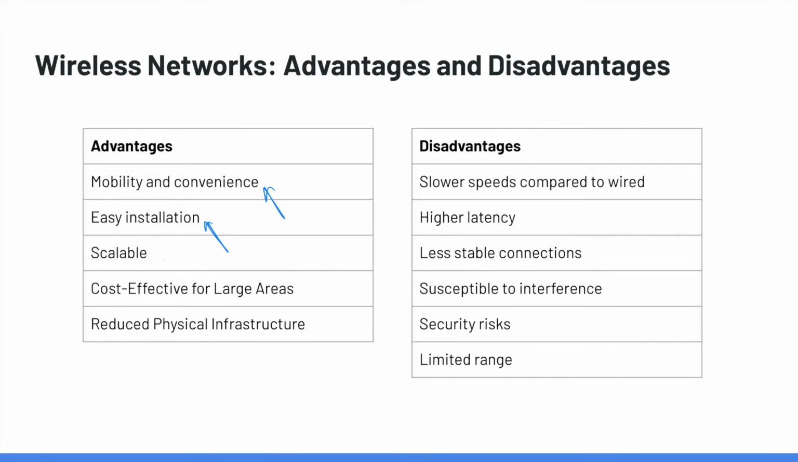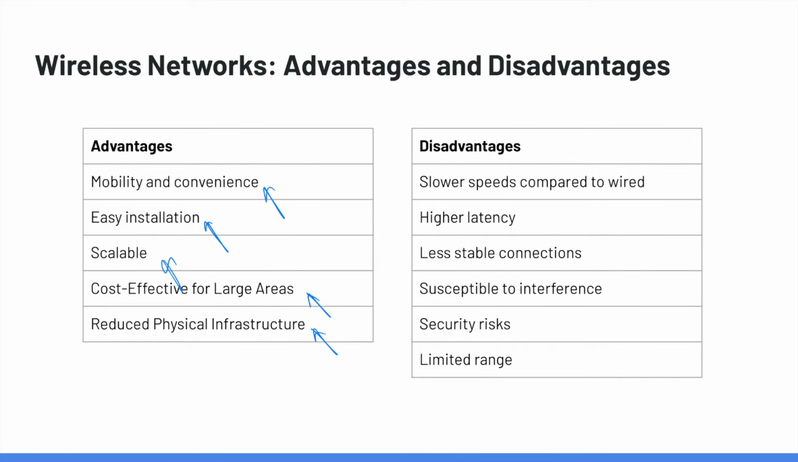Installation is easy, it's scalable. We can easily add new devices to the network. It can be cost effective for large areas. We don't need to spend money on cables. So it's cheaper than trying to connect all the devices in a large area to an access point or to a network. And this is because there is reduced physical infrastructure.